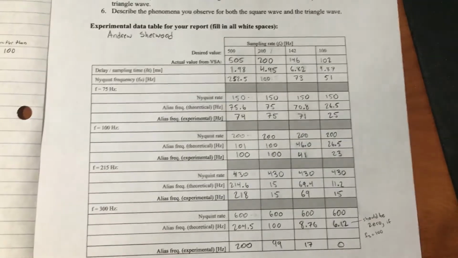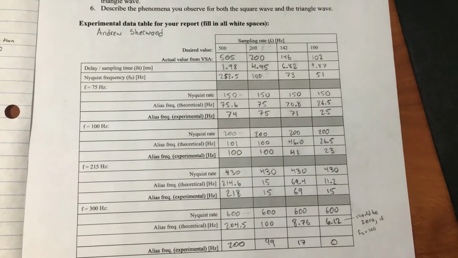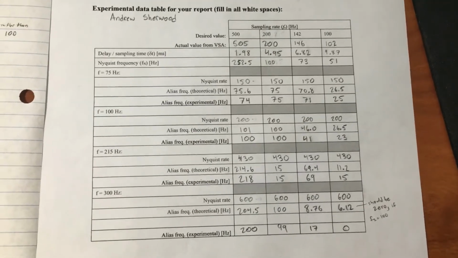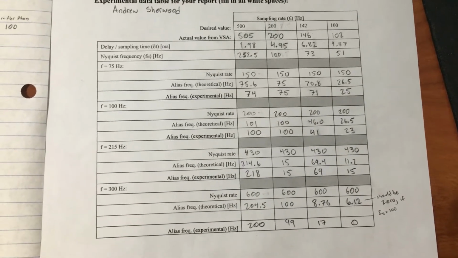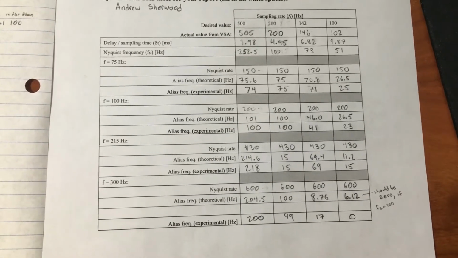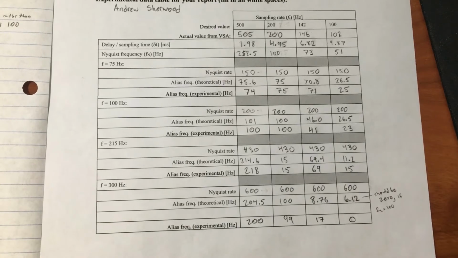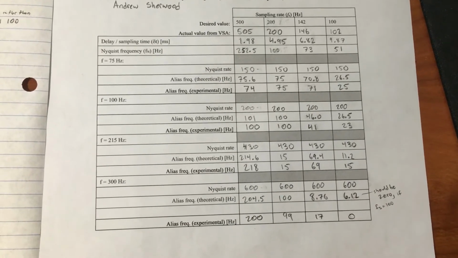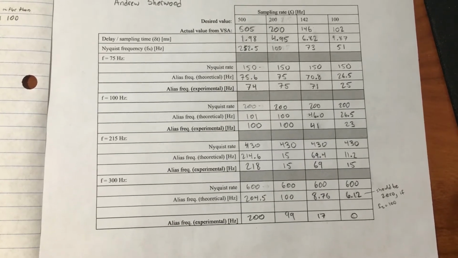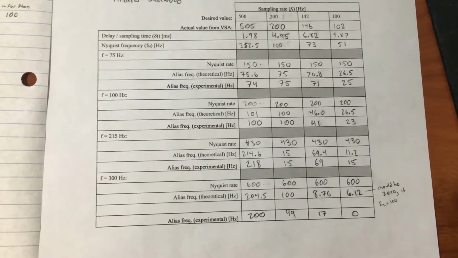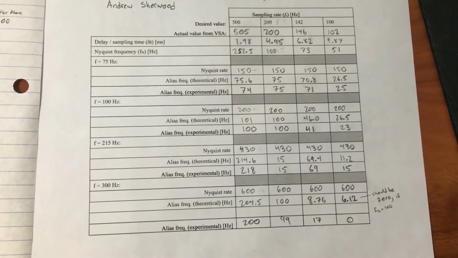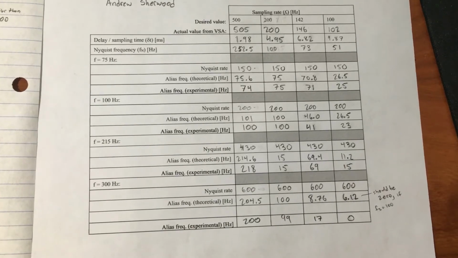This data makes sense because aliasing only occurs when the sampling frequency is less than 2 times the signal frequency. So for example, the 500 Hz sampling frequency only produces an aliasing frequency when sampling the 300 Hz signal. Likewise, the 200 Hz sampling frequency aliases at 215 and 300 Hz signals. The 142 Hz and 100 Hz sampling frequencies alias at all the signal frequencies: 75, 100, 215, and 300.